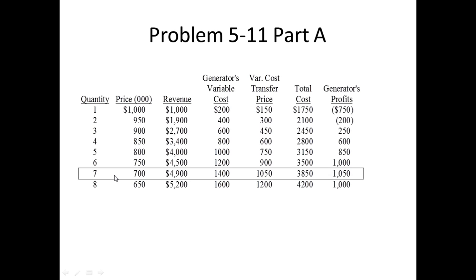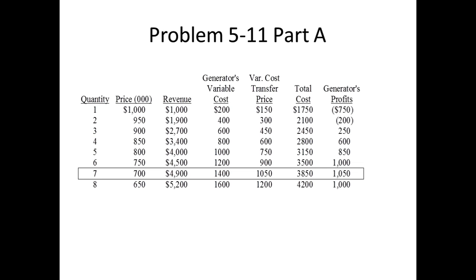Now, when we take a look at the variable cost at the 7 turbine level, the generator division's profits will be the highest. So where the transfer occurs, the transfer price is set at cost, variable cost. The number of turbines purchased by the generator division will be, I believe, at its highest level at 7.